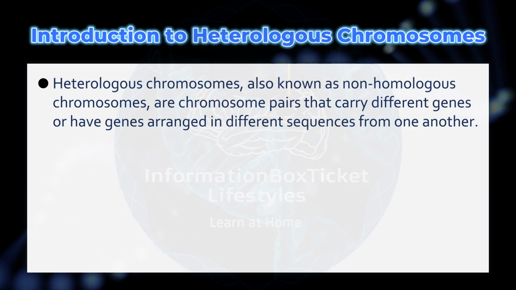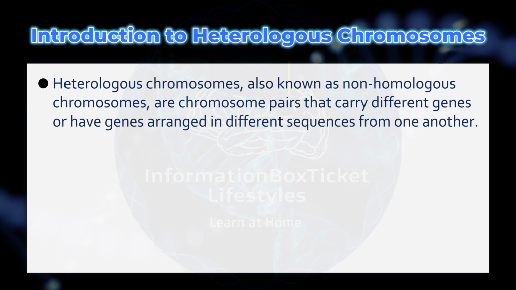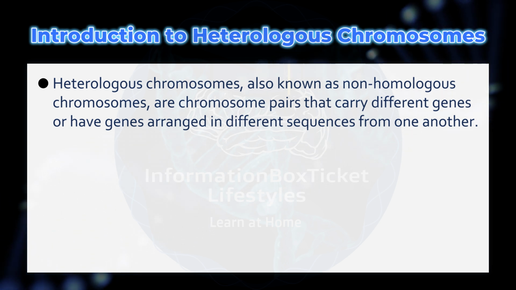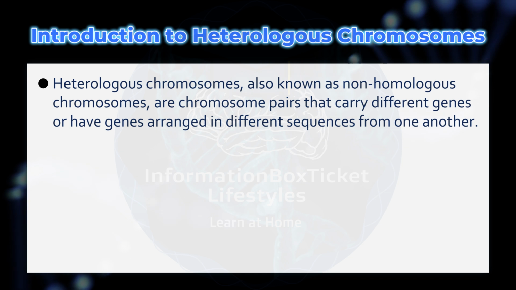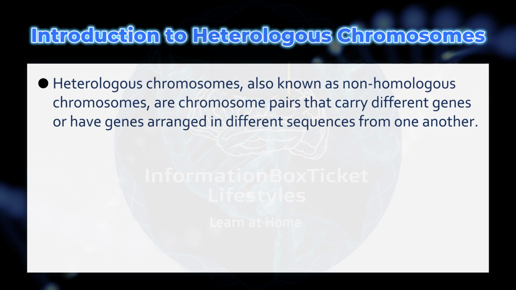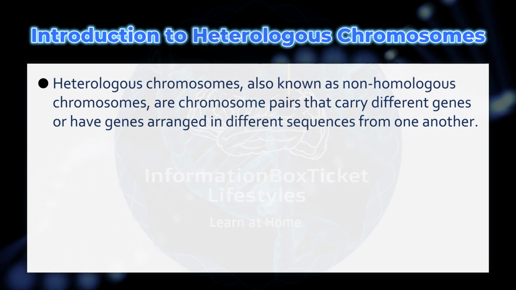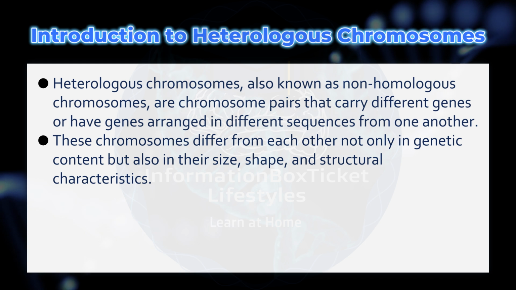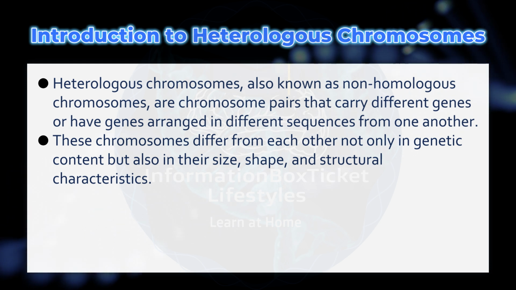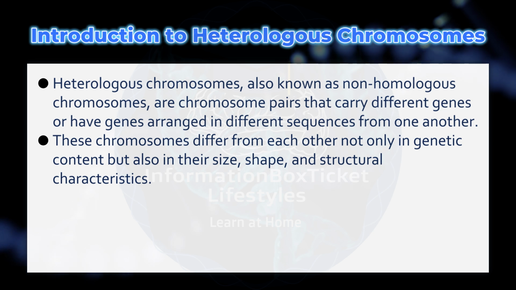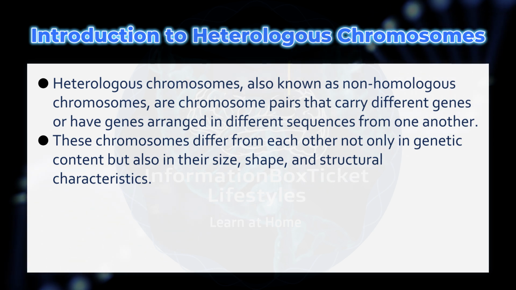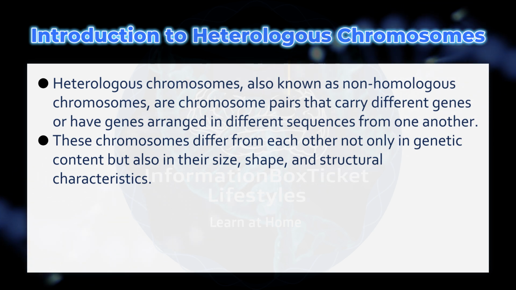Heterologous chromosomes, also known as non-homologous chromosomes, are chromosome pairs that carry different genes or have genes arranged in different sequences from one another. These chromosomes differ from each other not only in genetic content, but also in their size, shape, and structural characteristics.